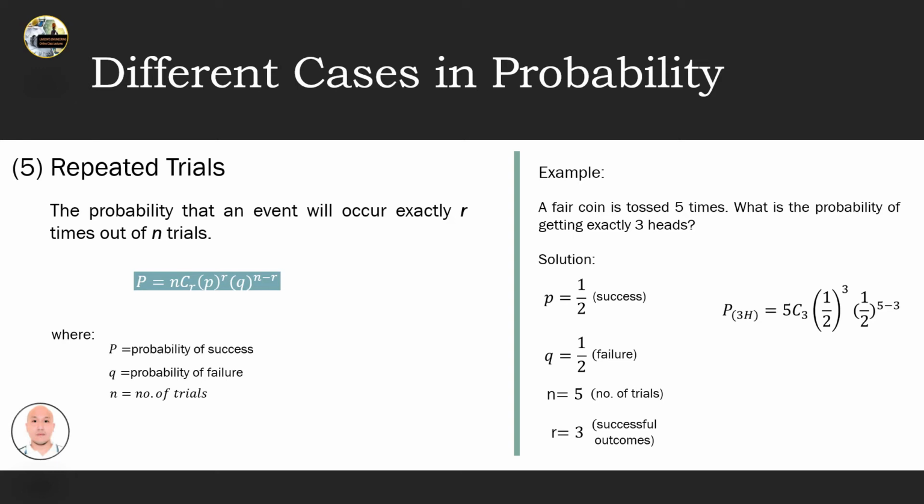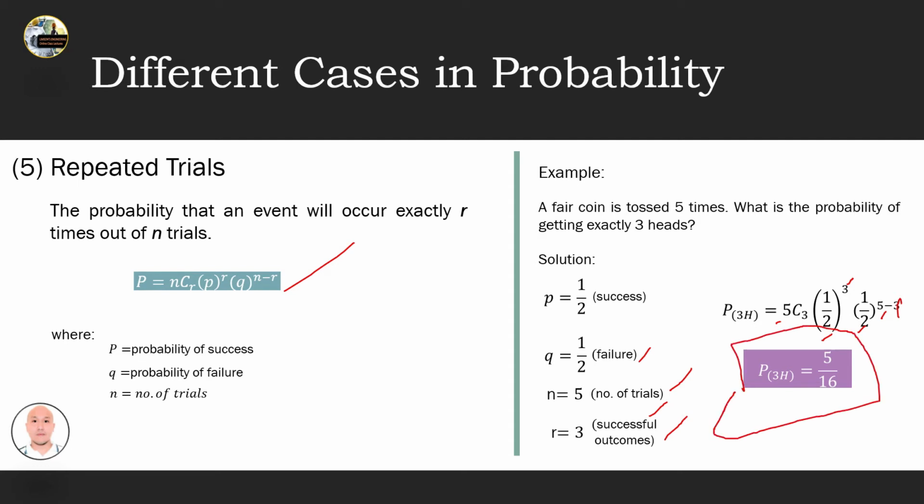So from our formula, n is 5. So P is 1/2, R is 3. Then we have the failure is 1/2. Then n is 5. Then 3 is the success outcomes. So the probability of 3 heads is equal to 5 over 16.